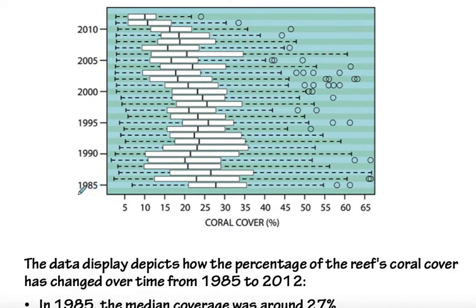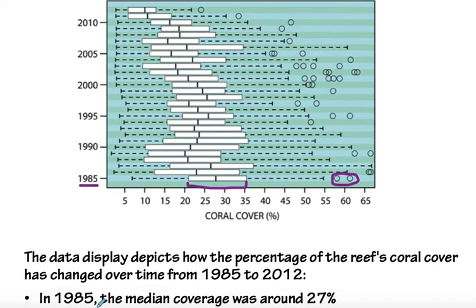If you look at the very first year that they collected this data, 1985, here's our minimum value. It's probably about 6 or 7%, and then the maximum value is over here at 55%. We have a couple of outliers. That's what these dots are. But then the important thing is, remember, 50% of our data falls within this box. Our median is right here at about 27%. So in 1985, the median coverage was about 27%.